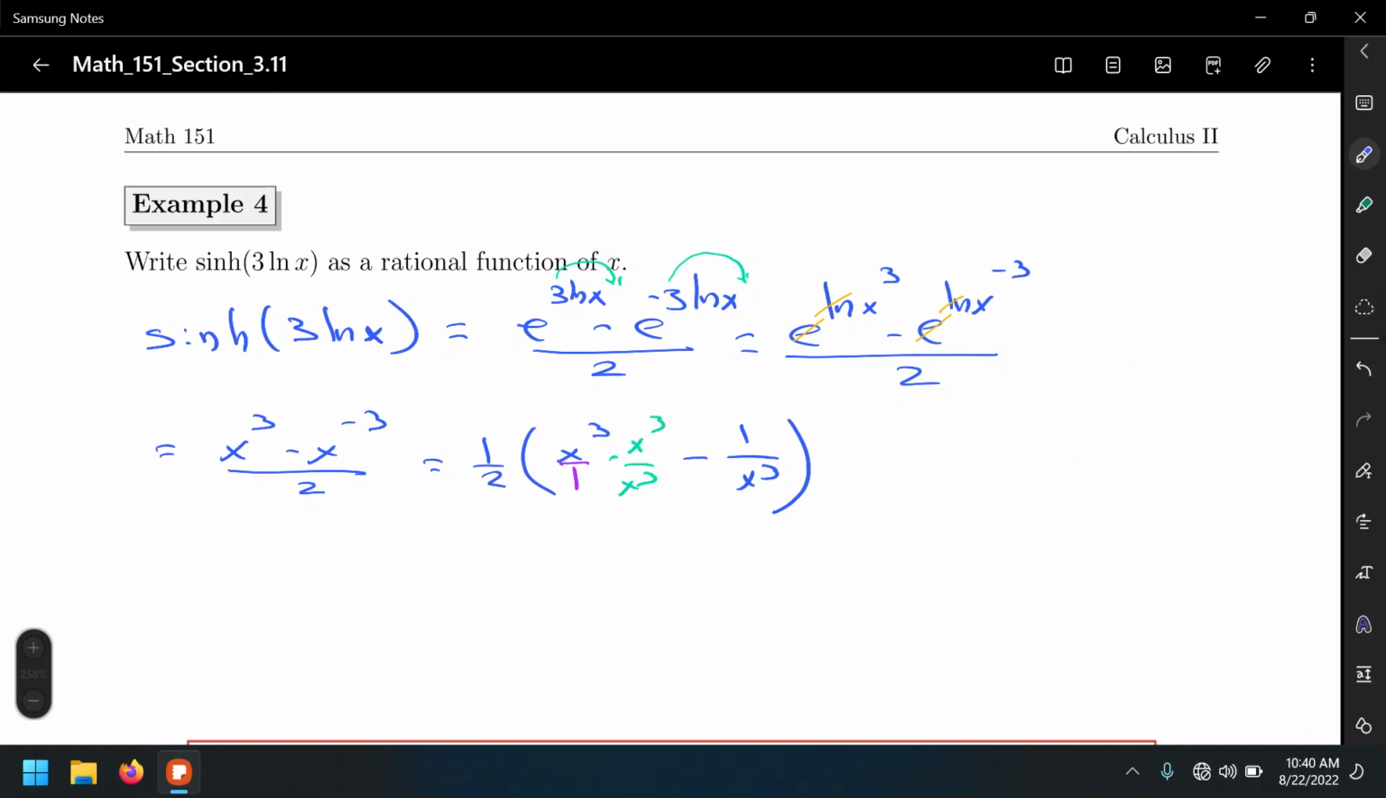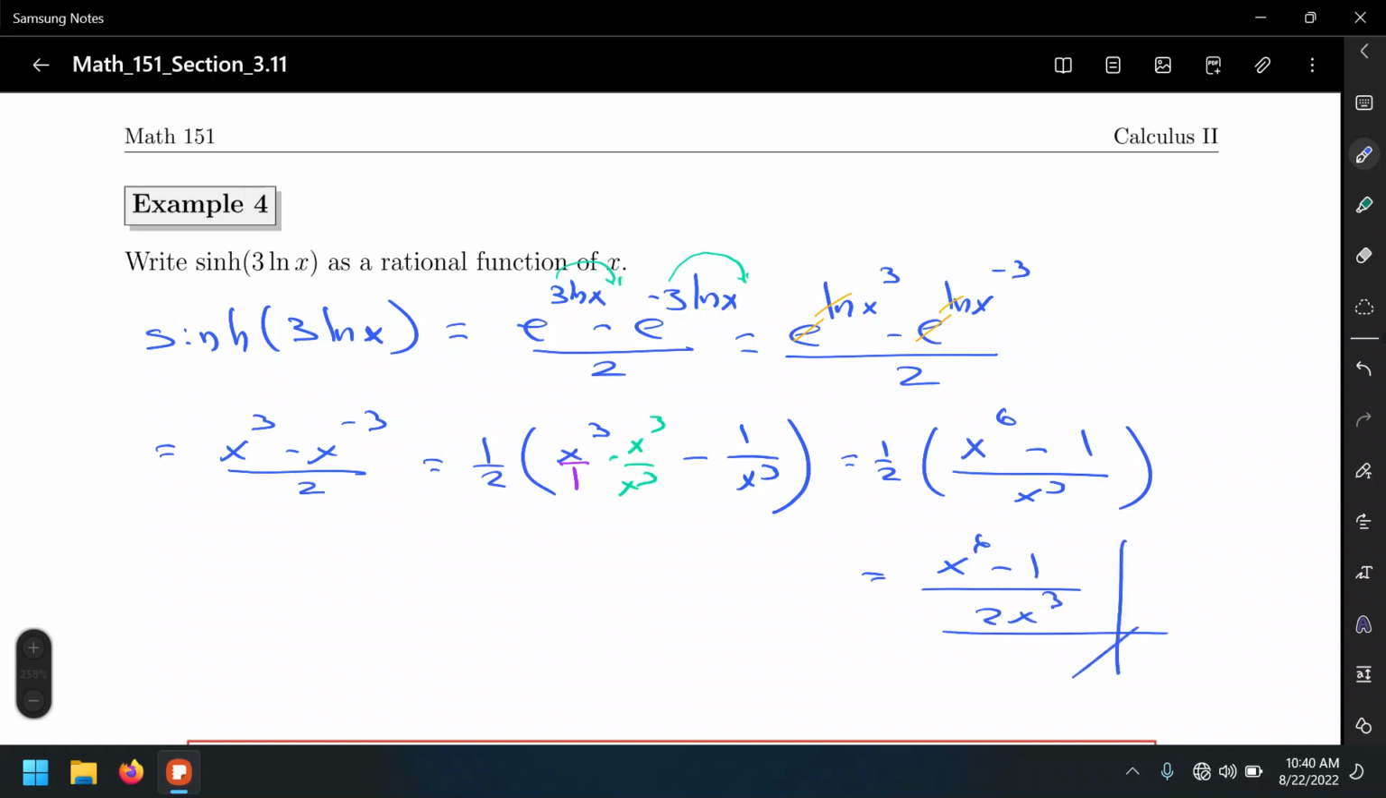So when we multiply these two across, that's a 1/2. X cubed times itself, isn't that x to the 6? Or x to the 9 maybe? What do we do with the exponents when we multiply the two bases? Add them together, right? So that's x to the 6 minus 1 over x cubed. And of course we can bring down this 1/2 as a 2 in the denominator. So x to the 6 minus 1 over 2x cubed. Okay? And that's our final answer.